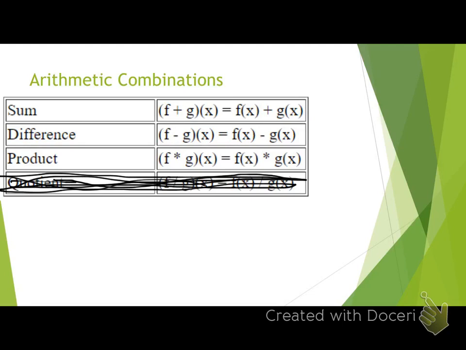So, how they represent combinations of functions in function notation are these things in the right hand column. They'll represent it as f plus g of x. If it's represented like that, we just want to add f of x and g of x. You're just adding those two functions. If it's f minus g of x, you do f of x minus g of x. And then f times g of x, f of x times g of x.